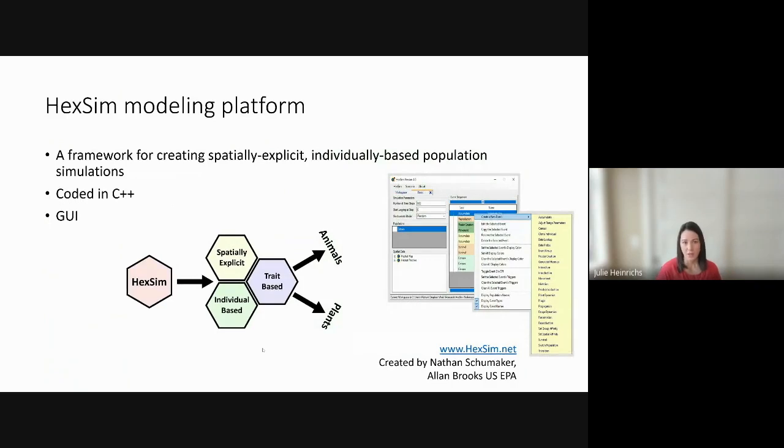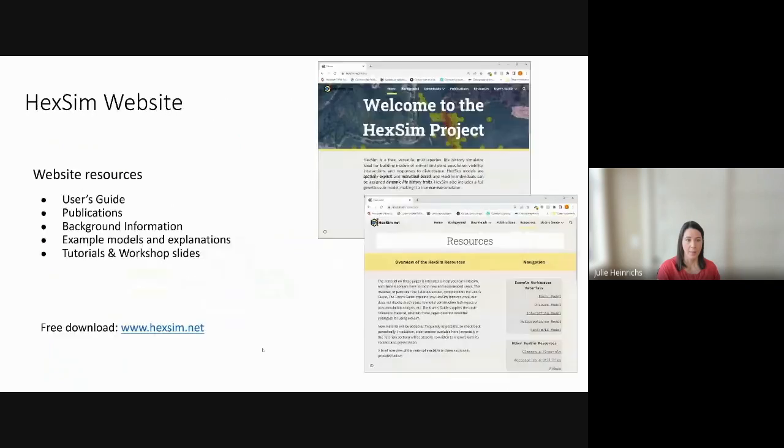So the models that I'll show you today are built in the HexSim modeling platform. It's a framework for creating these spatially explicit individual-based population simulations. This is work by Nathan Shoemaker et al. at US EPA. And if you're interested in learning a little bit more about this, you can find it on the website. There's some resources there and a free download. So this is open to anyone to kind of use and play with.